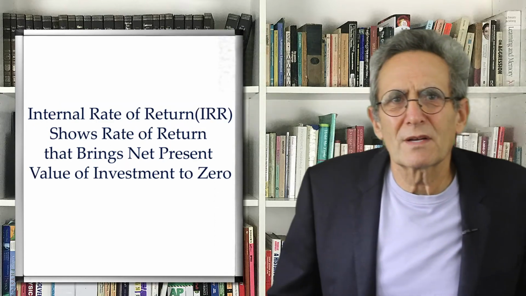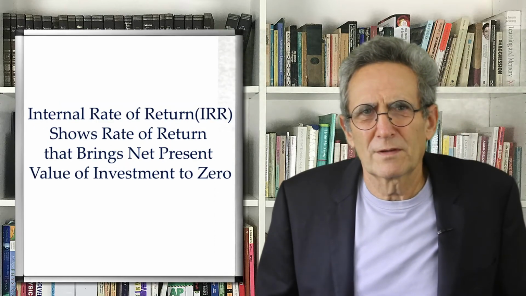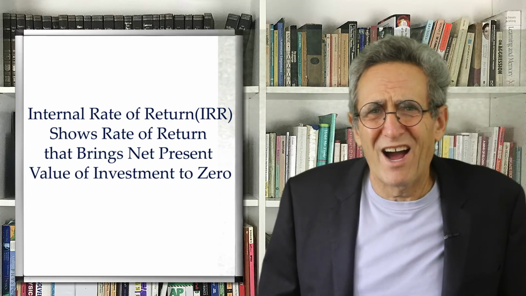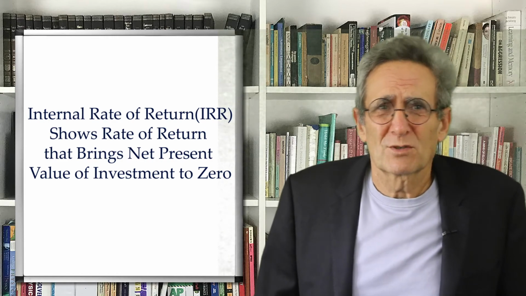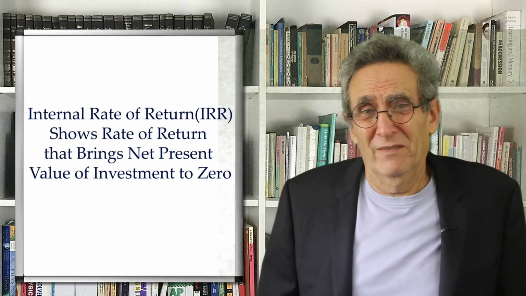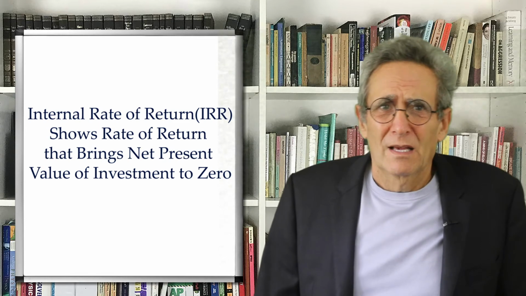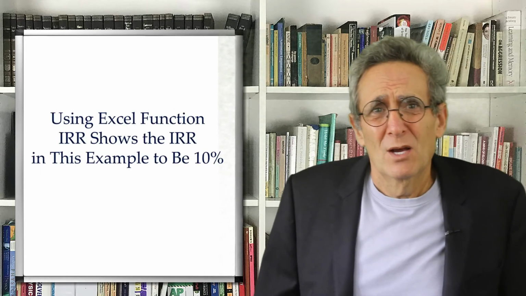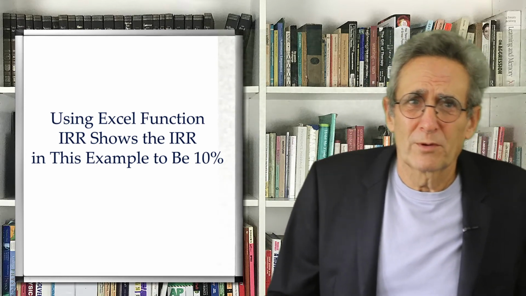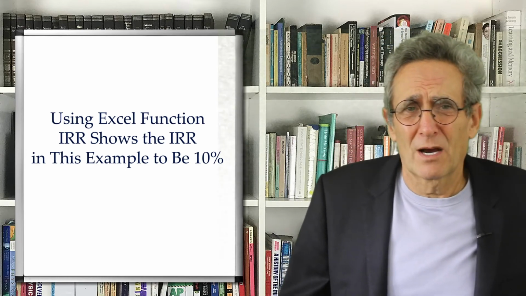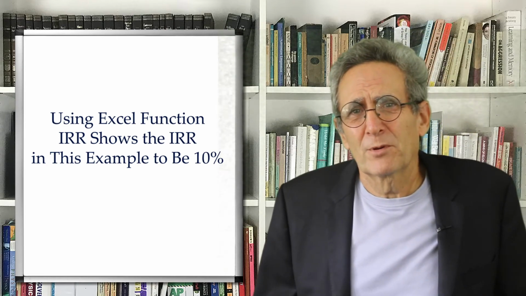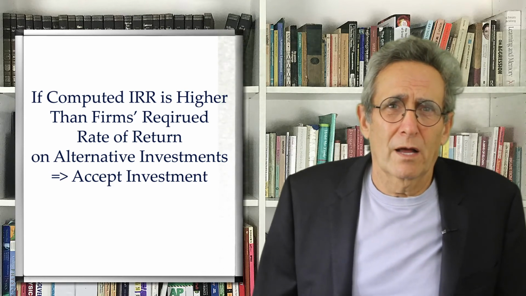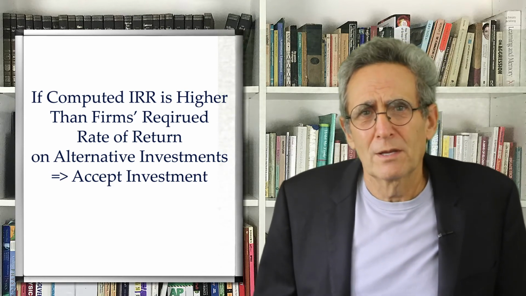Now, there's another time value computation that is often used in these kinds of capital budgeting decisions called the internal rate of return, or the IRR. This computation shows the rate of return that brings the net present value of an investment precisely to zero. Using a built-in Excel function shows the IRR in this example to be 10%, which with rounding equals the 0 point we computed utilizing the net present value computation. Generally, if the computed IRR is higher than the firm's rate of return on alternative investments, then the firm should go ahead with the investment.